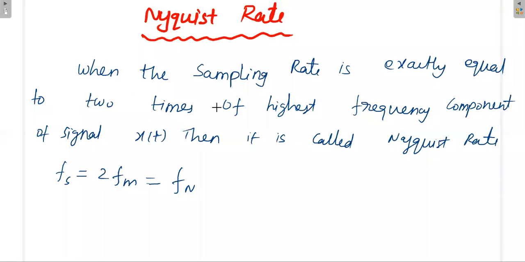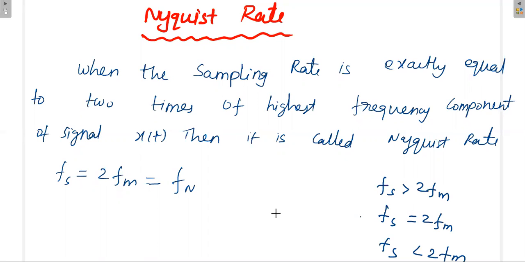Nyquist rate. When the sampling rate is exactly equal to 2 times the highest frequency component of the signal, that is called Nyquist rate sampling. We know that sampling frequency can be strictly greater than 2 FM, or equal to 2 FM, or less than 2 FM. The middle condition, when the sampling frequency is strictly equal to 2 FM, is called the Nyquist rate.